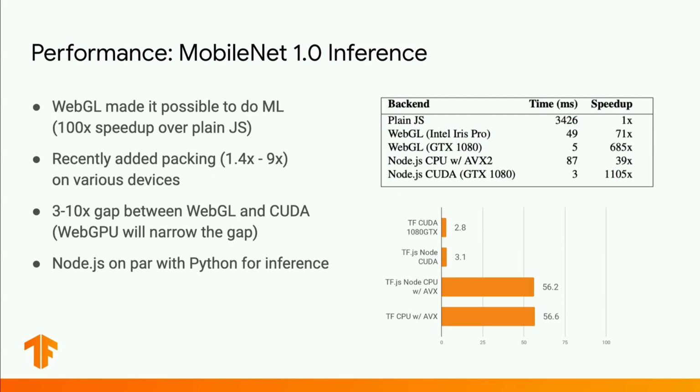Another thing I'd like to point out is that there is still a 3 to 10x gap between WebGL and CUDA for large batch sizes. For a batch size of 1, we don't see that. And here, we suspect it's because WebGL doesn't give us shared memory access or worker pools that CUDA does. But new technologies are coming up, and we believe that WebGPU and compute shaders will narrow this gap. And the chart on the bottom right shows TensorFlow.js binding to TensorFlow C server side and Python binding to TensorFlow C server side. And we see that we're on par with Python for inference because we're just a thin shell.